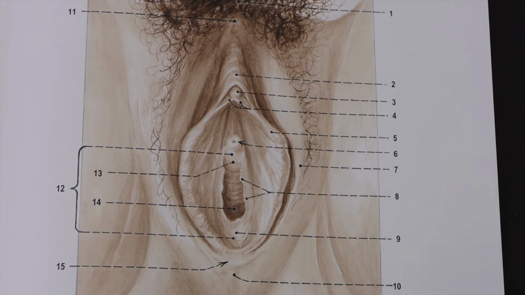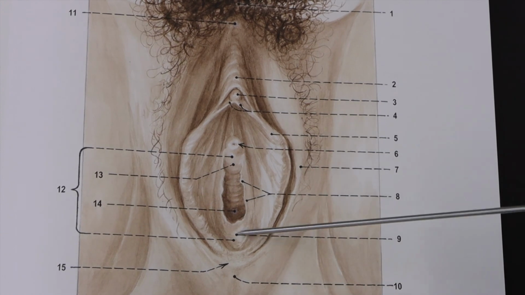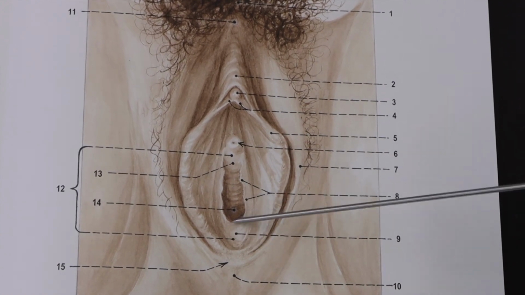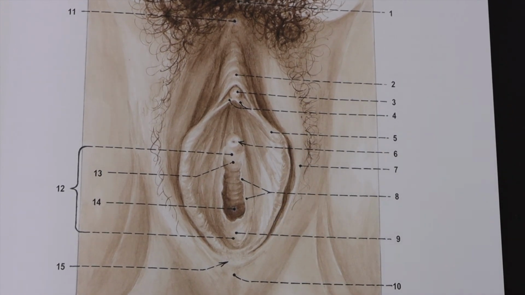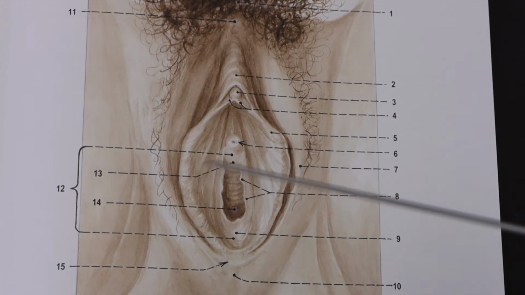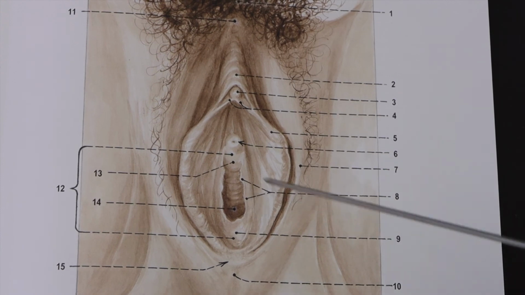Then another structure of the external female genital organ is the vestibule, the vestibulum vagina, or vaginal vestibule. From here, this number 12, from here till here is the vaginal vestibule, and it is located sagittally between the labia minora.